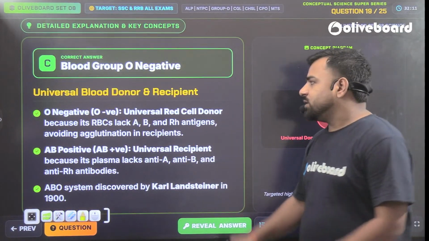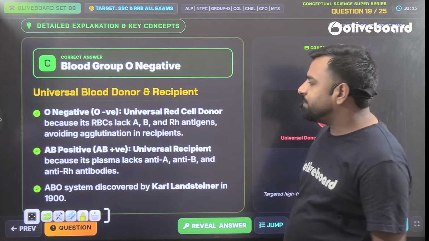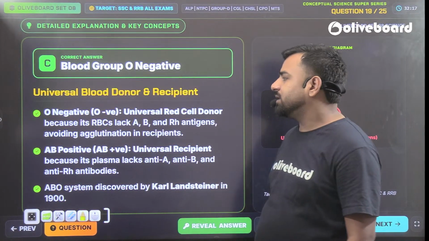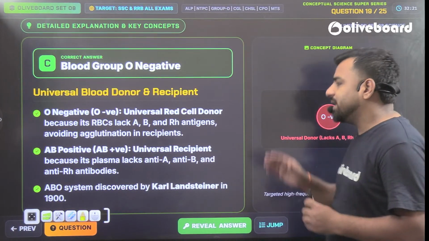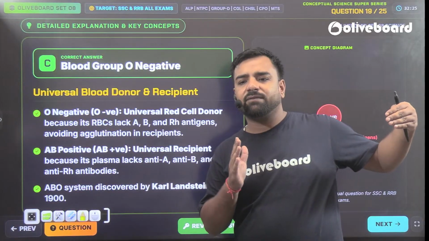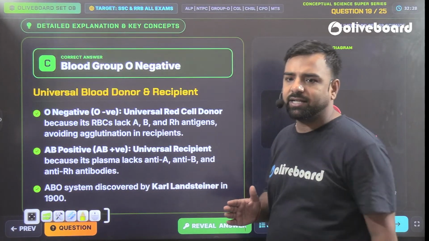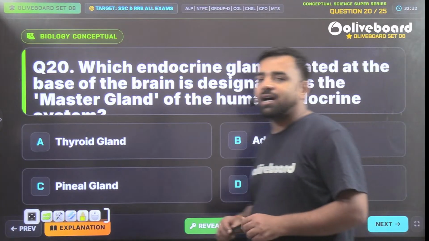So O negative is the universal red cell donor because its RBCs lack A, B, and also Rh antigens, which avoids agglutination in the recipients. And AB positive is the universal recipient because it can receive blood from each and every blood group. That's correct. So each and every candidate in the class, you are correct. Who discovered the blood group? So it was discovered by Karl Landsteiner.